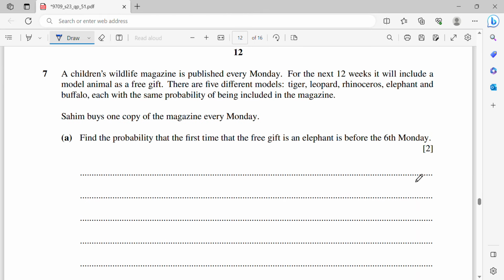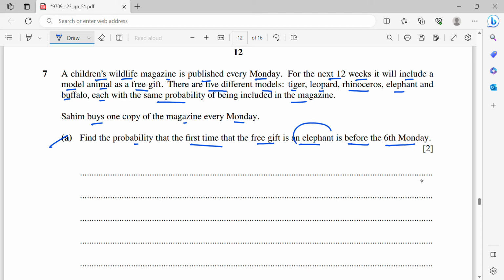Okay, so now question number 7. A children's wildlife magazine is published every Monday. For the next 12 weeks, it will include a model animal as a free gift. There are 5 different models: tiger, leopard, rhinoceros, elephant, and buffalo, each with the same probability of being included in the magazine. Now, Sahim buys 1 copy of the magazine every Monday. A. Find the probability that the first time that the free gift is an elephant is before the 6th Monday.